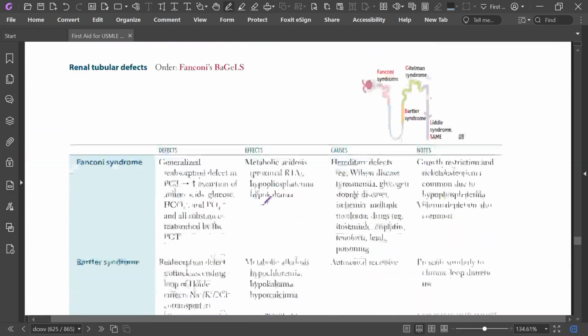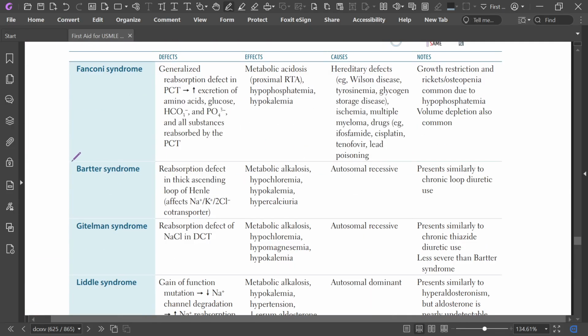Now Bartter and Gitelman. Look here, this is Bartter, this is Gitelman. What is Bartter? Bartter is a reabsorption defect in the thick ascending limb of the loop of Henle. That means Bartter syndrome is like a blocker of the sodium potassium 2 chloride channel. Bartter works like a chronic loop diuretic. Now you got it.